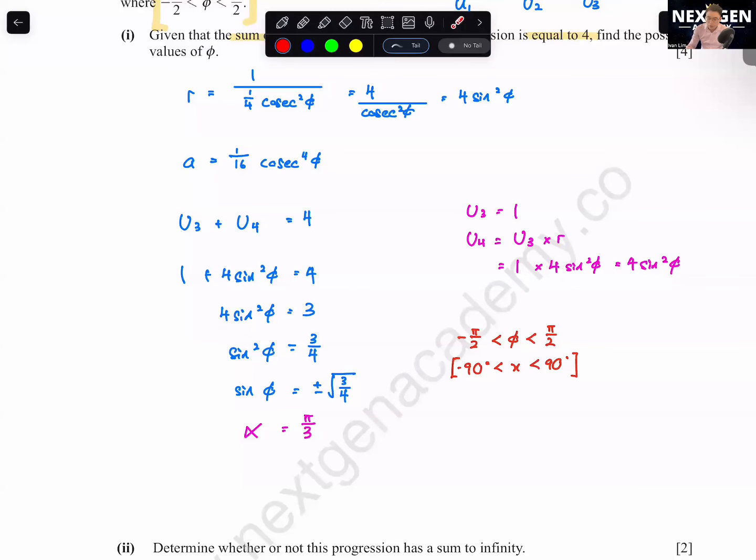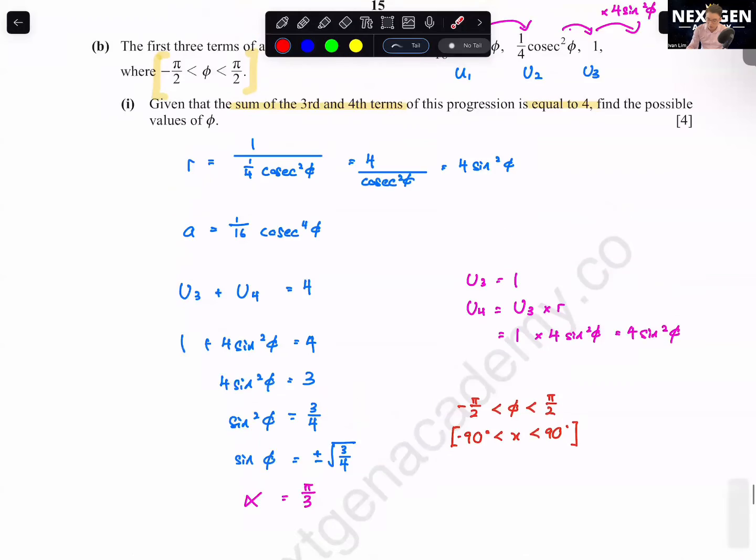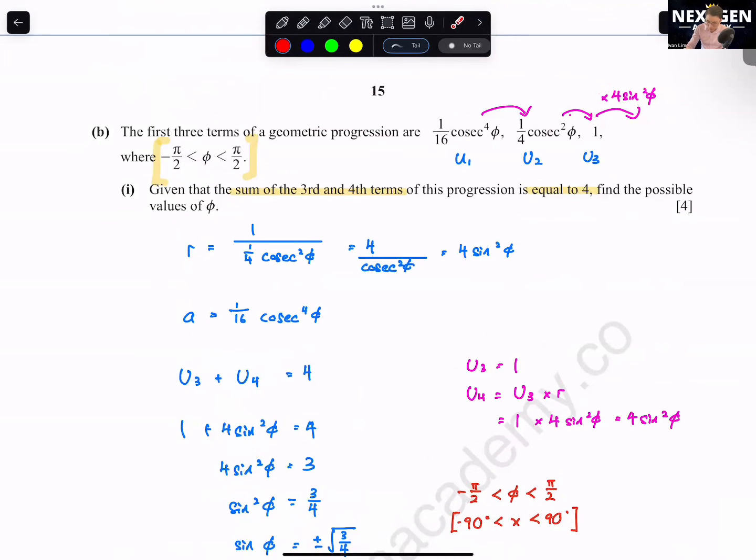Think how a geometric progression works. I told you to look here. You take the third term, this is multiplied by R, multiplied by R, multiplied by R. That's the progression of it. You want to use AR to the power of n minus 1, also can. Just that it will be a bit longer and a bit messier. So I will just take my third term multiplied by R, because my third term is already a very easy term. It's just 1.